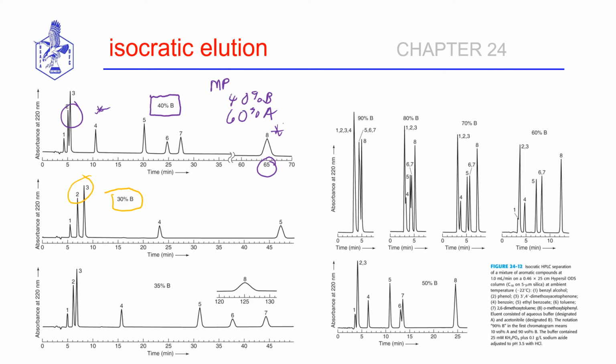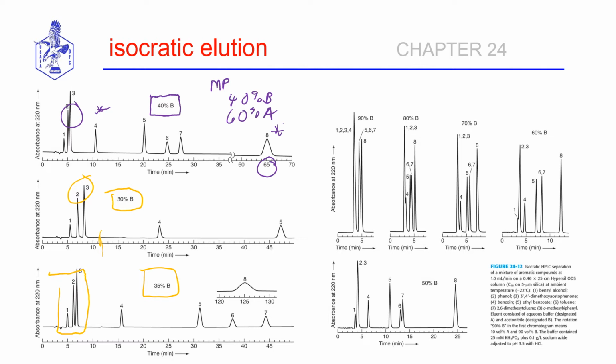Okay, and that happens within the first 10 minutes, and it's taking longer for the rest of the components to come off the end of the column. If I change my mixture to 35% B and 65% A, once again, I'm getting really good separation of components 1 through 3. They're coming off quickly in time, and I still have resolution. I still have baseline resolution, so that's optimal.